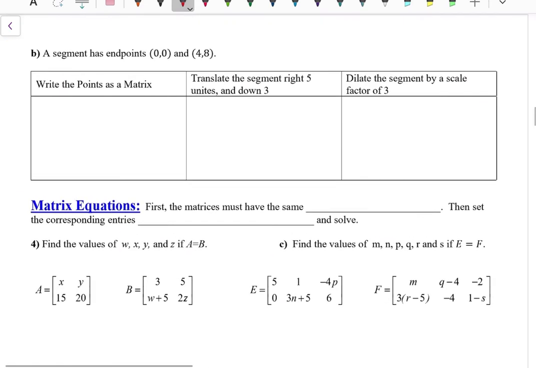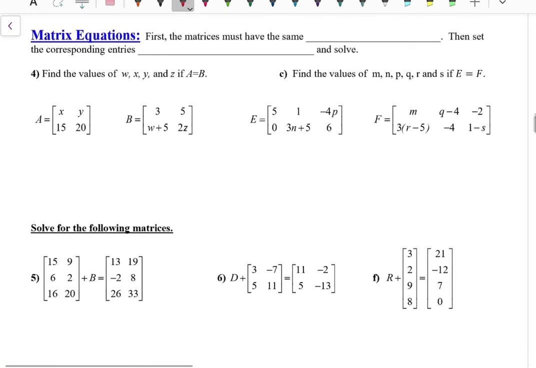Great. I am going to skip B and let you guys try B on your own. Start off by writing your points as a matrix. Remember, x's go on top, y's go at the bottom. And then you're going to translate and then dilate, just like we were doing right above. But I want to get on to these matrix equations.